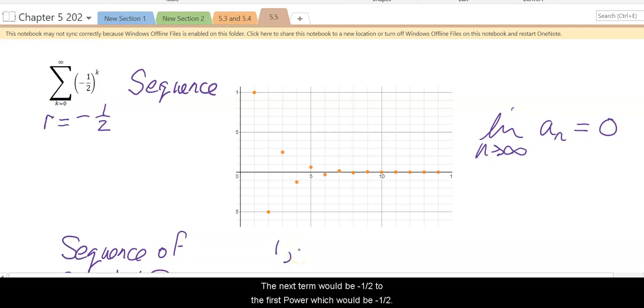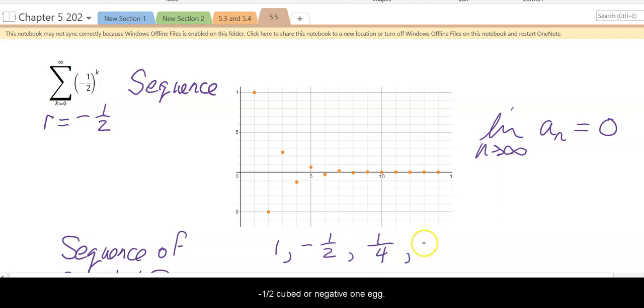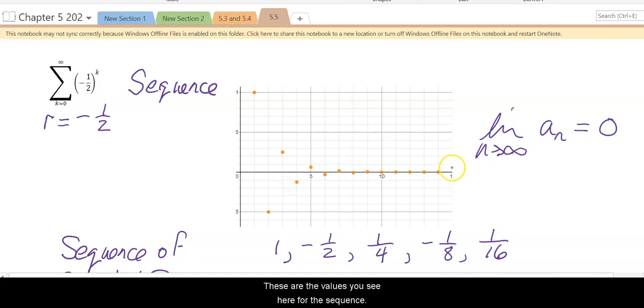The next term would be -1/2 to the first power, which would be -1/2. Then it would be -1/2 squared, or +1/4, -1/2 cubed, or -1/8, and then -1/2 to the fourth, or +1/16. These are the values you see here for the sequence.